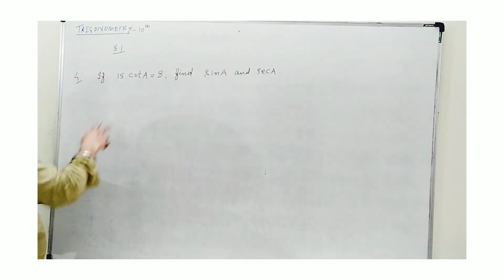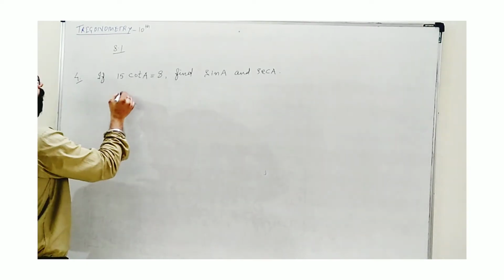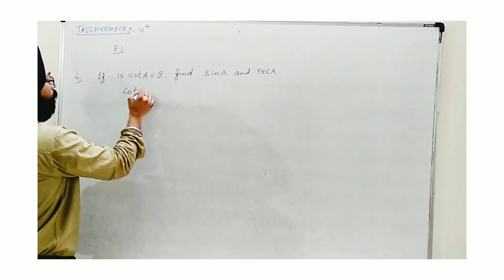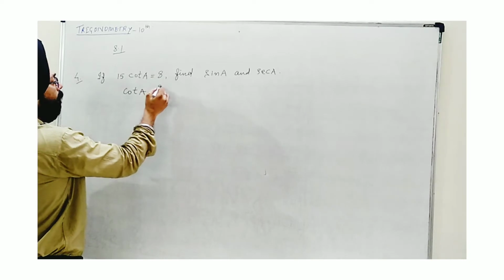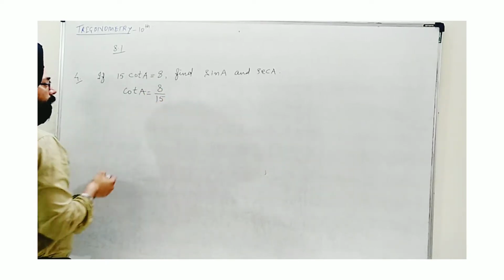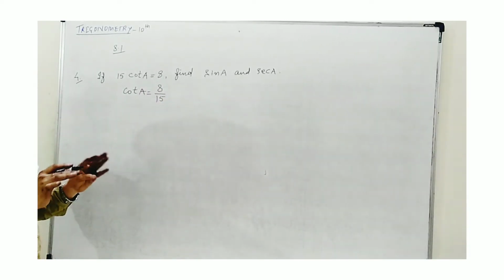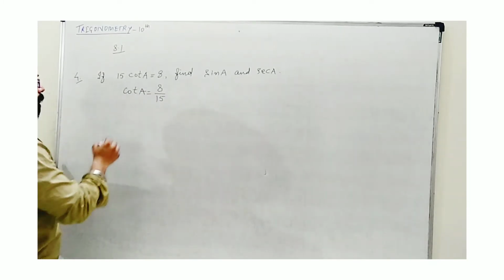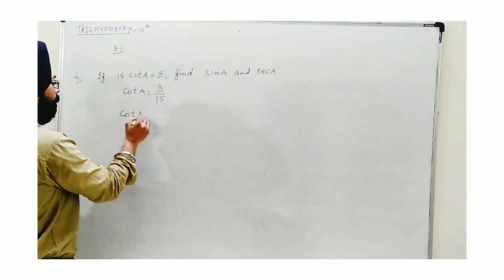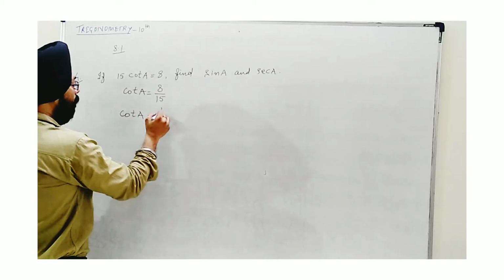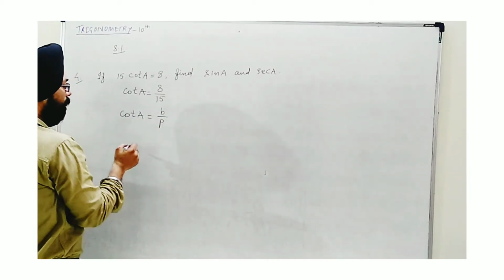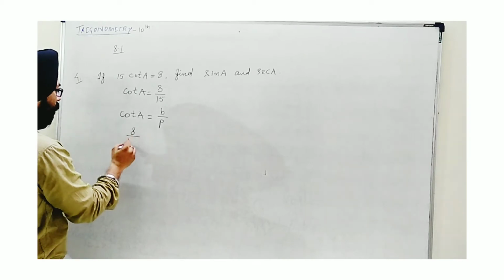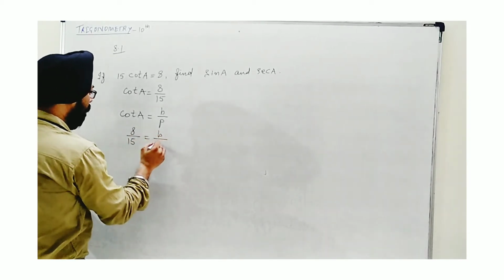So first of all we should write cot A in the form of a ratio. Cot A according to the relation will be 8 upon 15. For that triangle, no need to make the triangle, simply cot A is 8 upon 15. So by formula we know that cot A is B upon P, and the value of cot A is given as 8 upon 15, so B upon P.